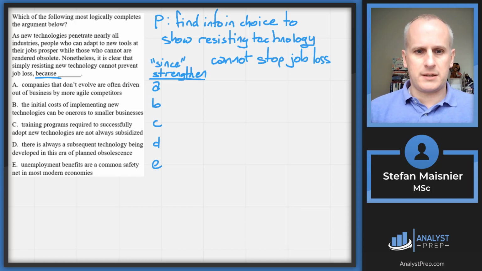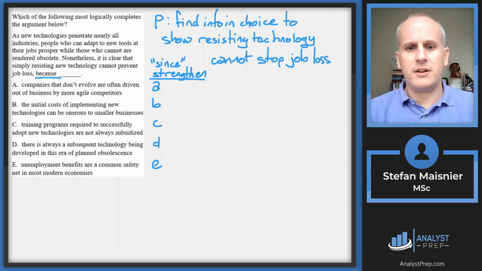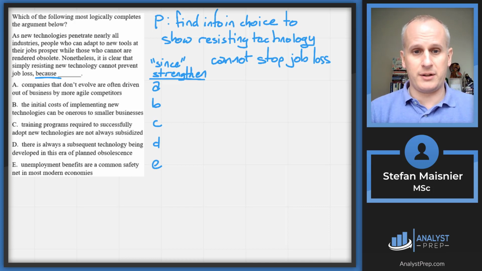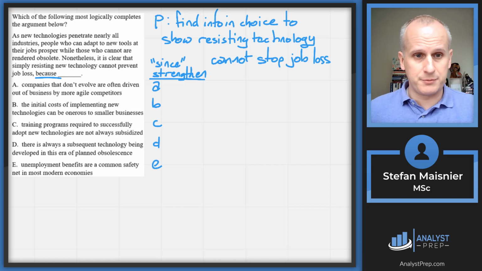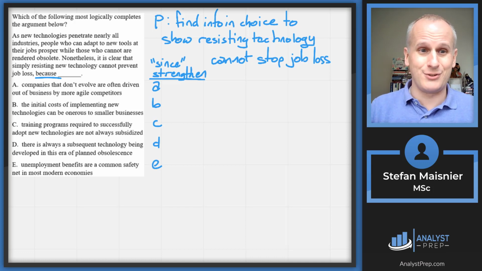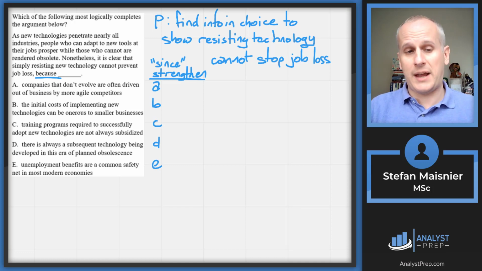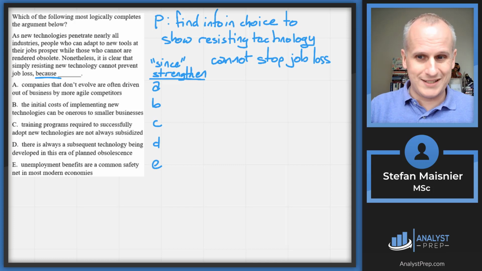Choice A: companies that don't evolve are often driven out of business by more agile competitors. Well, we know that for those who adapt, sometimes there's people that are rendered obsolete. So maybe if we don't adapt, then we can keep those people's jobs. But choice A shows that no, if you don't adapt, you're going to be driven out of business by the competitors. So you're still going to end up having to deal with the job loss. So resisting technology, if we follow choice A, doesn't stop the job loss. So this seems pretty good.